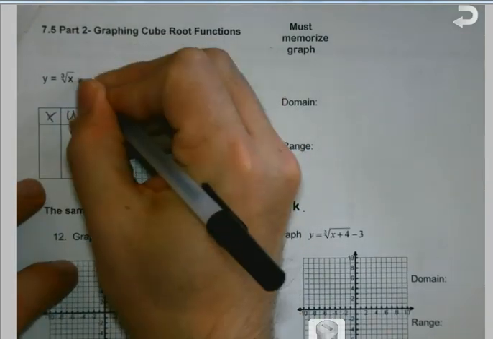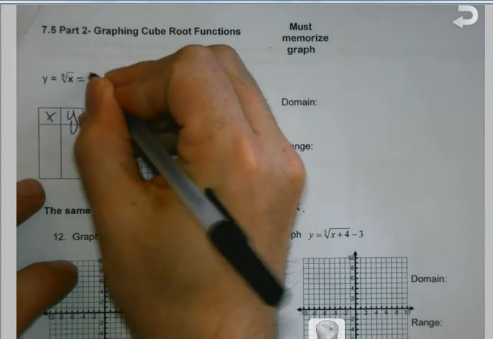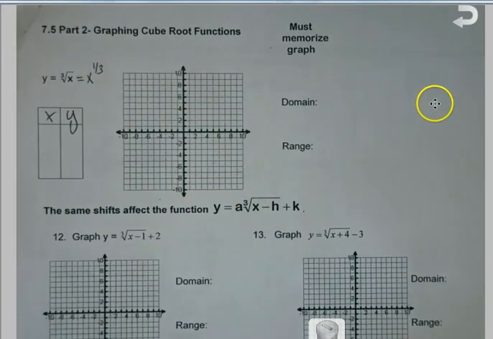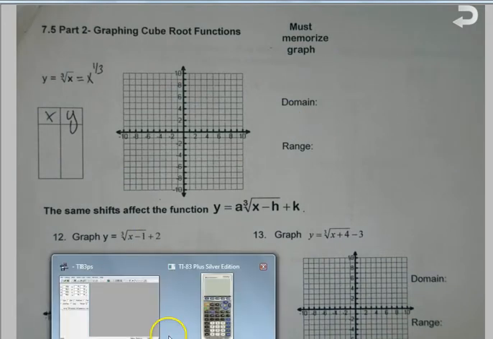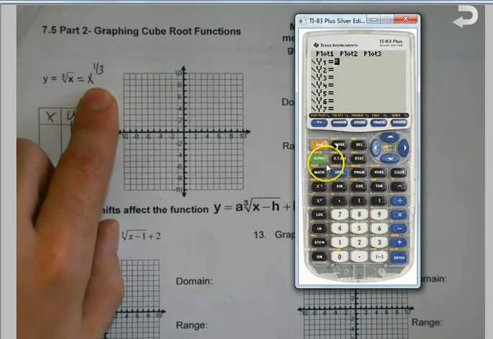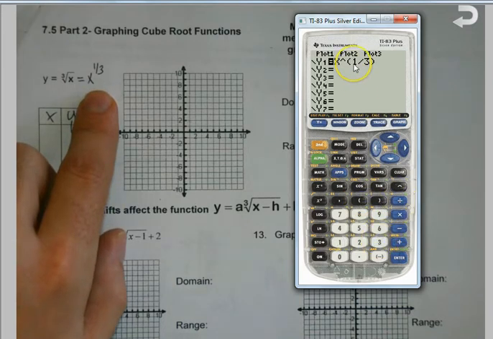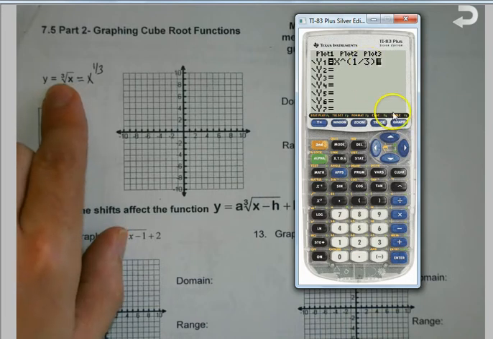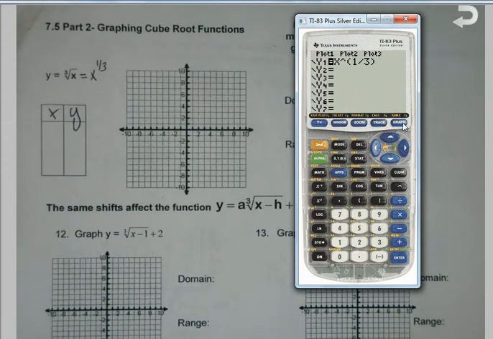Now, if some of you have the capability of keeping a cubed root on your calculator, that's cool. But if you don't, we have a way around this. So instead of using the square root button, we're going to go to the exponent form. So we're going to do x to the 1/3. And again, I'm doing 1/3 because 1 is my exponent on my x, and 3 is the root that I'm using.